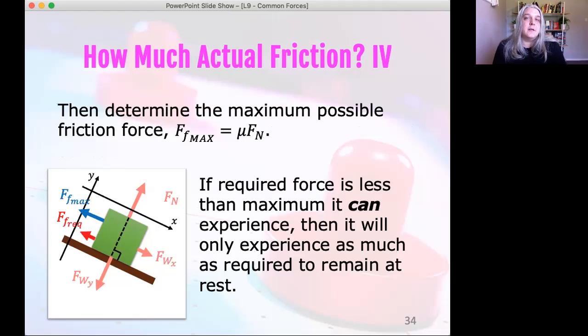The required force, if it's less than the maximum, then it will just be enough friction to stop it moving, right? It's not going to take the maximum friction force, because if the friction force was maximum, we'd now have a net force up the slope and the object would just spontaneously travel up the slope, and that obviously makes no sense. So that means that you can only have enough friction force to oppose the force that's trying to cause motion.